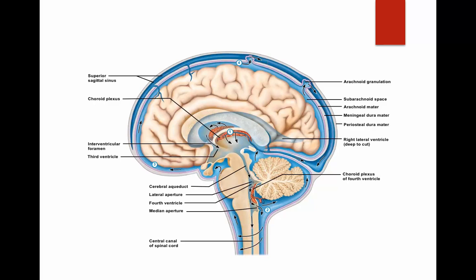And I know this image just depicts those granulations along the superior aspect, but we'll see those granulations along most of our dural sinuses. So not just the superior sagittal, but you'll also see those granulations present along the transverse sinus and the straight sinus as well.